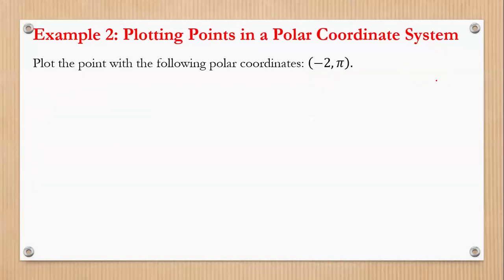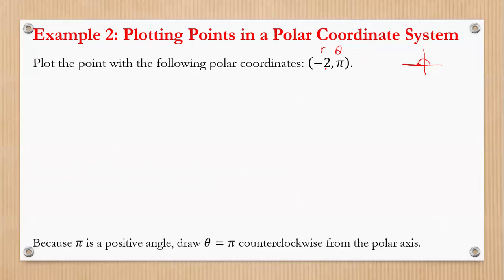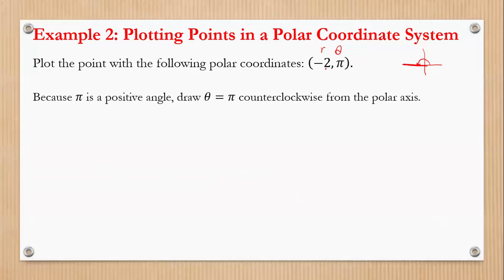Example 2, we want to plot this point on the polar coordinate plane. So again, r is -2 and theta is pi. When theta is pi, that means the point must be on this line. And since r is -2, the 2 tells me that the radius is 2, meaning the point must be on the second circle. But what does the negative do? The negative tells me that I have to choose the point in the opposite direction.